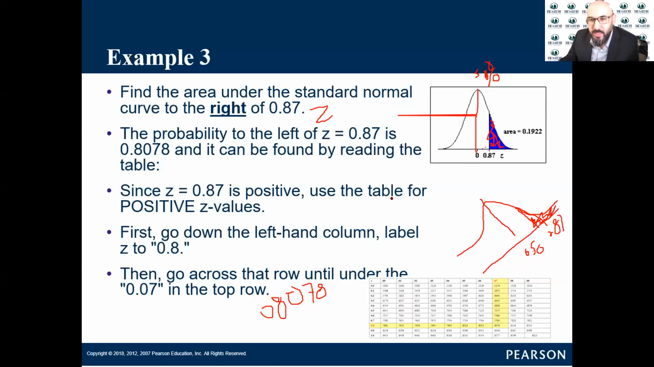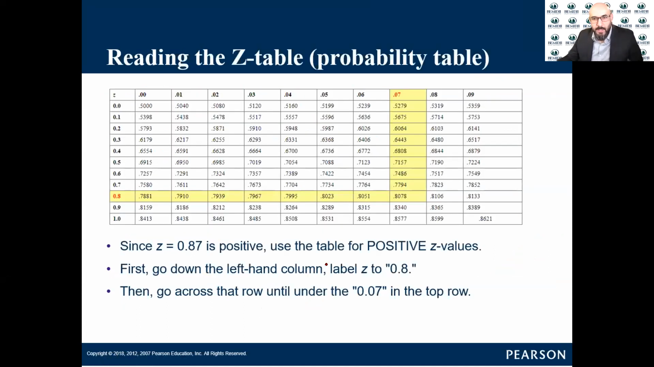Just a reminder of what we did: we created the normal curve, and we highlighted the area we are interested in. We went to the z-score table, the positive one, and we found the value to be 0.8078. Let's take a closer look at that table. The table should look like this. We look at the row of 0.8 and the column of 0.07. This is the value we're looking for, 0.8078.